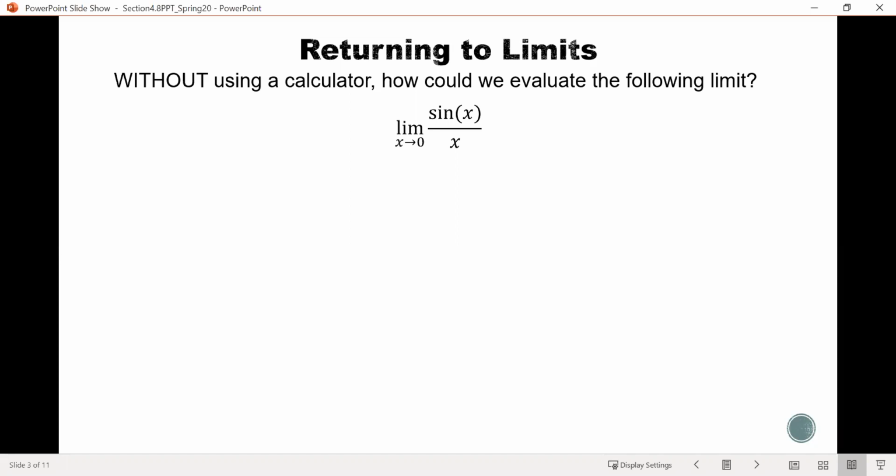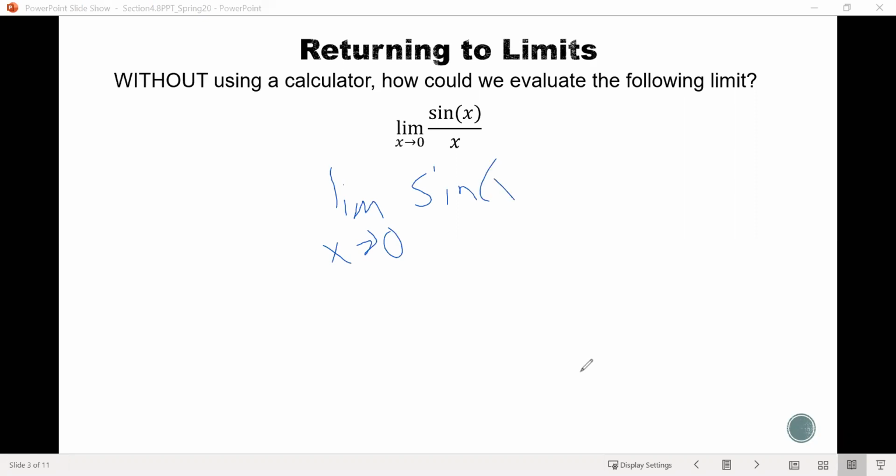Let's first of all figure out why we would have to avoid using a calculator. It says we don't need to use a calculator, but that must mean there's some challenge about finding the limit here. So, limit as x approaches 0 of the sine of x over x.